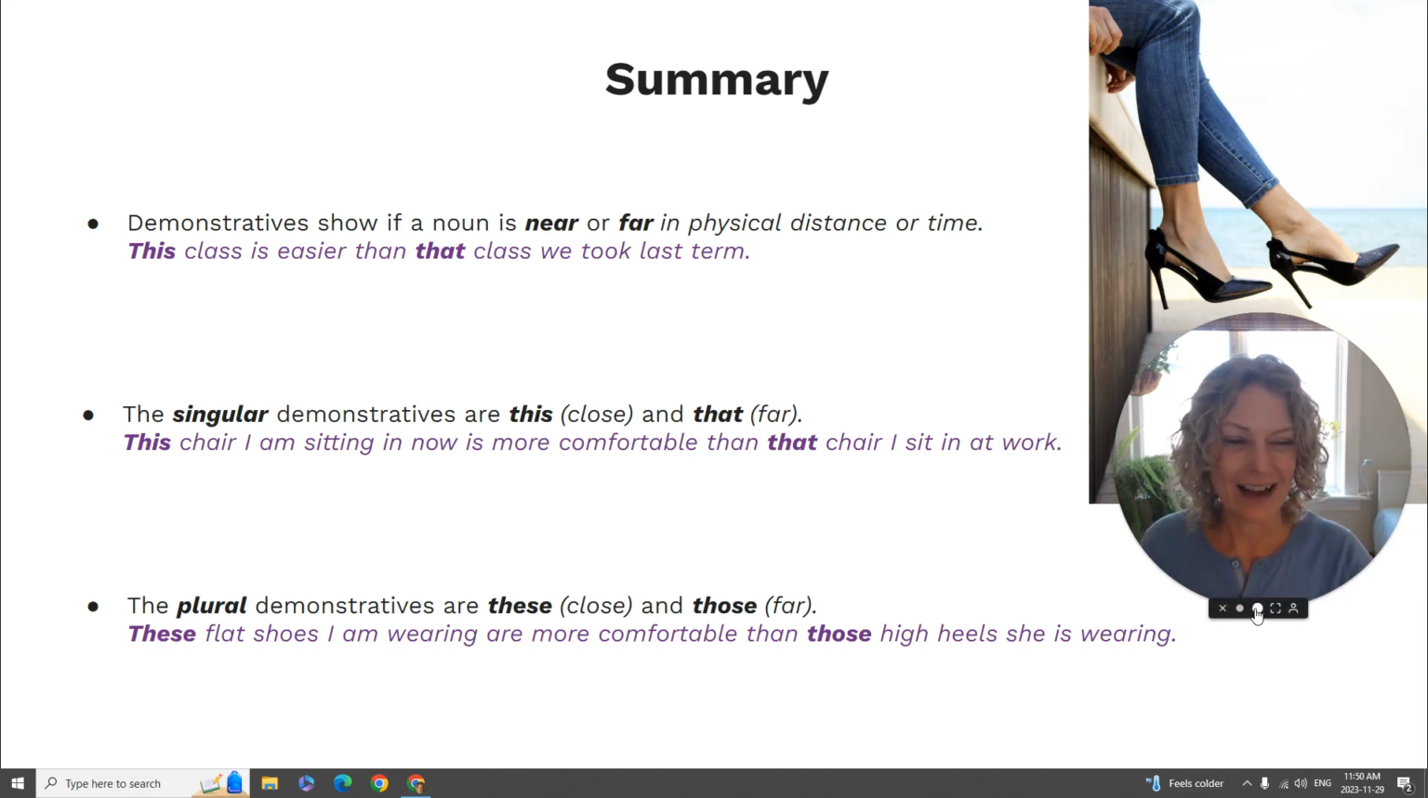Okay, I think that demonstratives are easier than some of the other determiners, but maybe that's just me. Anyway, good luck with them.